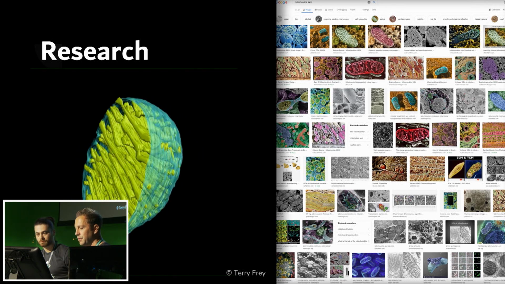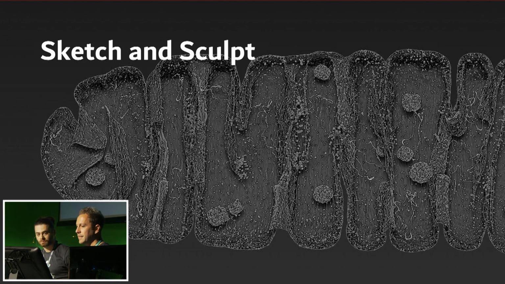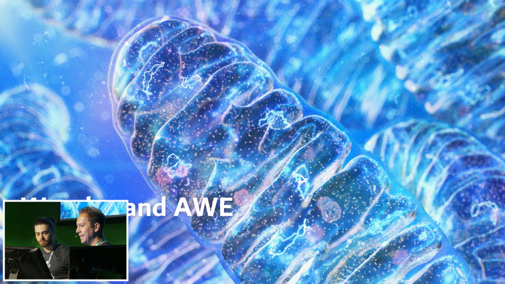So we get into the sketching phase and then the sculpting phase, and this is where the real fun and magic begins. This is a still from Alexey's model of the mitochondria. And then at the end, we add our materials, lighting, environment, and hopefully have something that can instill some sense of wonder or awe, and keep our audience interested in what the concept is.